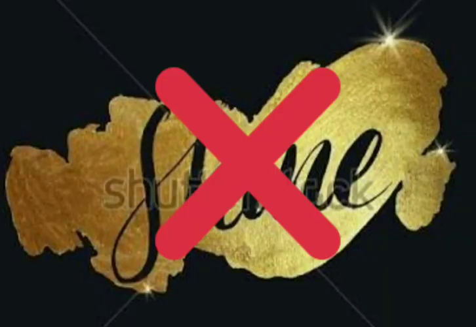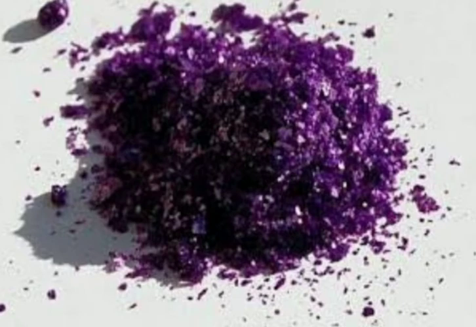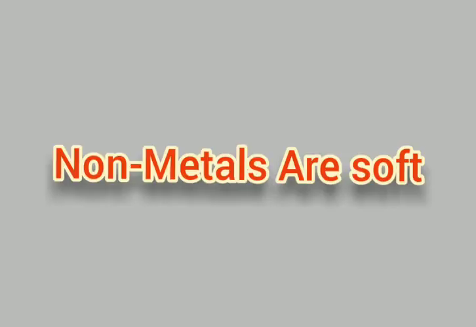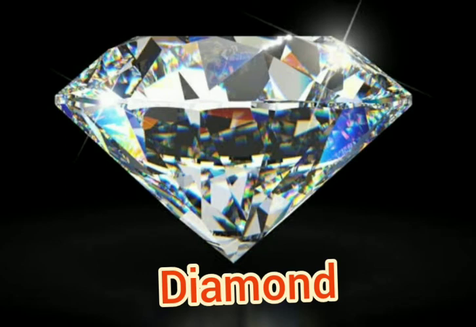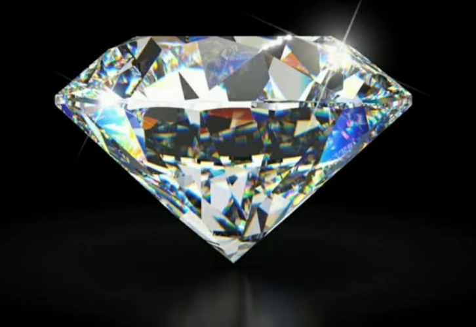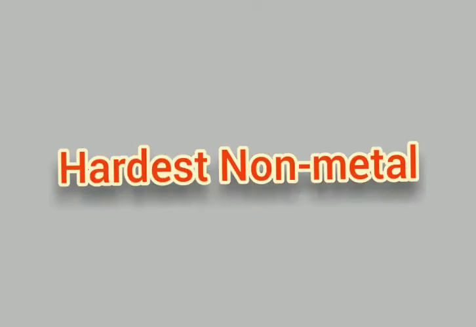The next point is non-metals have a dull appearance. This means they are not shiny. There is an exception. Iodine is a shiny non-metal. Fifth property is non-metals are soft. We can cut them easily. In fact, only one non-metal, diamond, is very hard. Diamond is in fact the hardest non-metal.